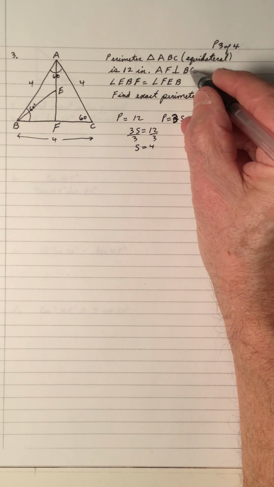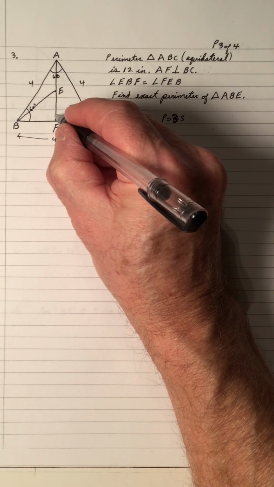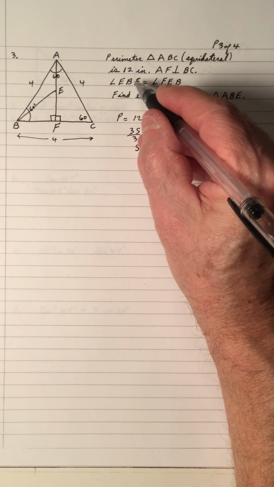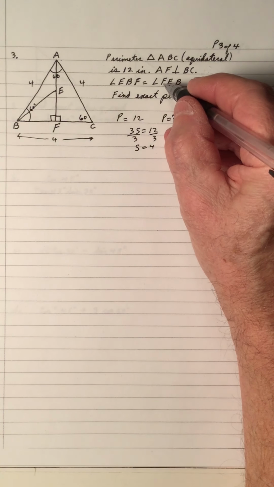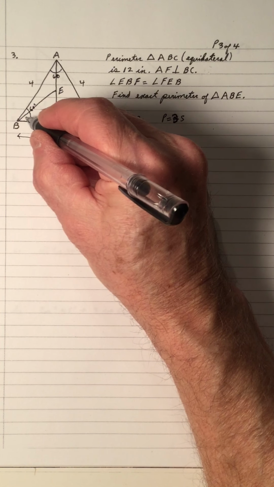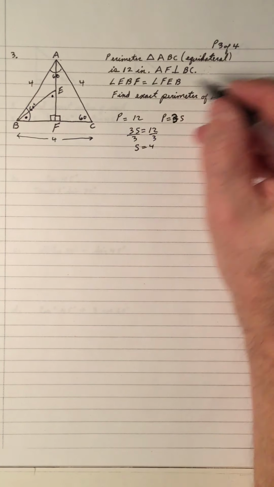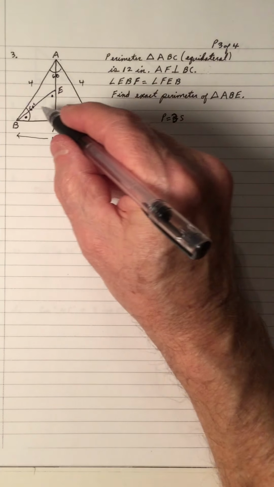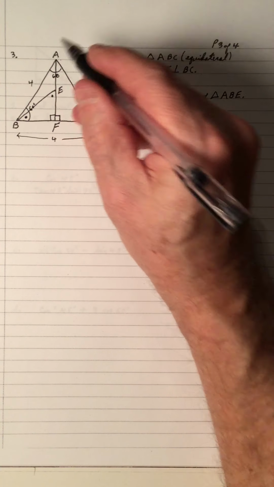AF is perpendicular to BC. So AF is perpendicular to BC. That forms a right angle there and a right angle there. It says that angle EBF is equal to FEB. So it means that this angle right here is equal to this one. And that's given. And we got a right angle. Find the perimeter of ABE. We got to find the perimeter of this triangle right here.